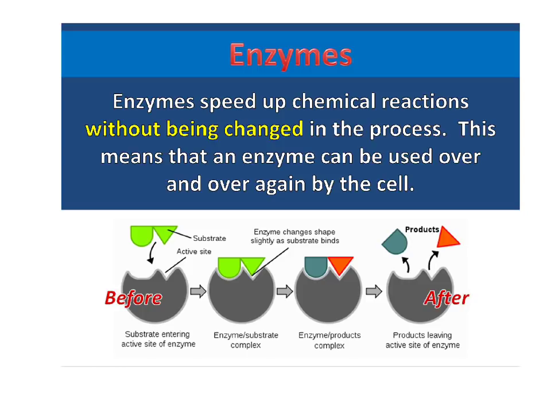Enzymes speed up chemical reactions without being changed in the process. Look at your notes. How are enzymes affected by the reactions they direct? Enzymes speed up chemical reactions without being changed in the process. Write that entire sentence on that line. This means that an enzyme can be used over and over and over again by a cell.